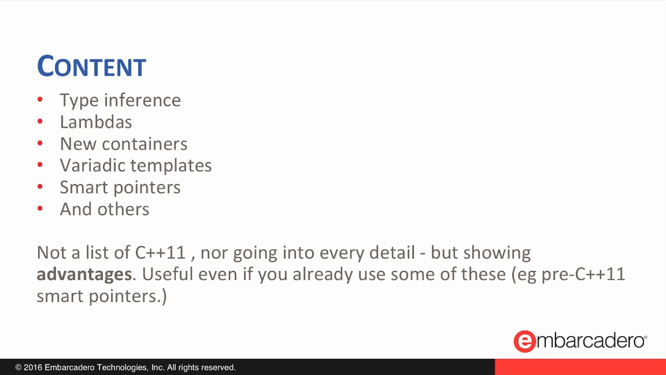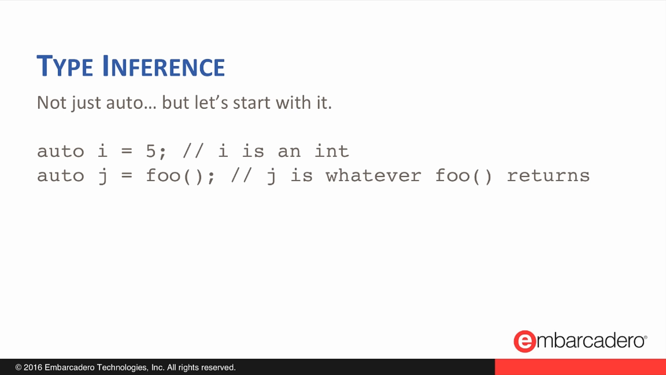Let's start with type inference. When many programmers think C++11, they think auto, the repurposed keyword. Type inference is actually bigger than just this keyword, but let's start with auto. Auto lets you not define the type of a variable yourself, but let the compiler decide or deduce it at compile time. For example, auto i equals 5, i becomes an int. Or auto j equals foo, j is whatever type foo returns.